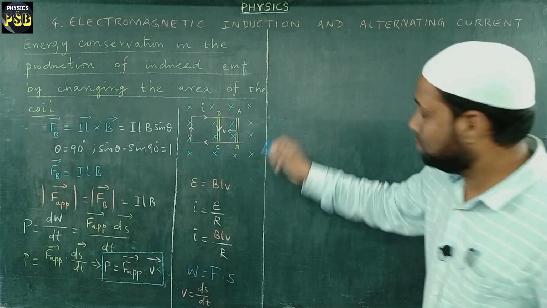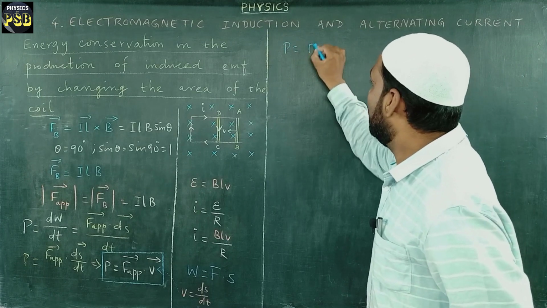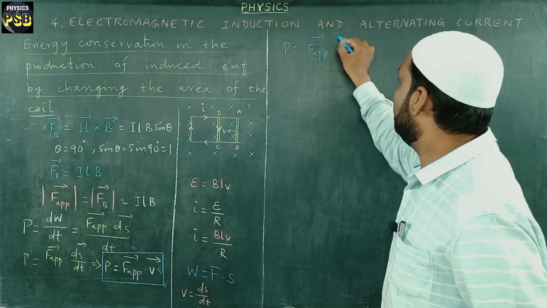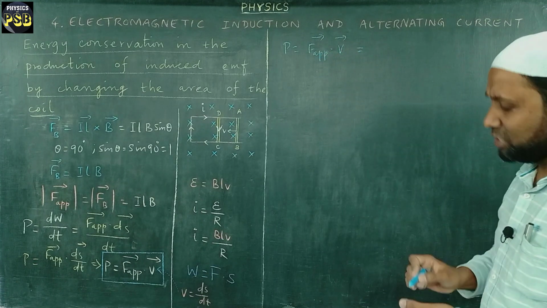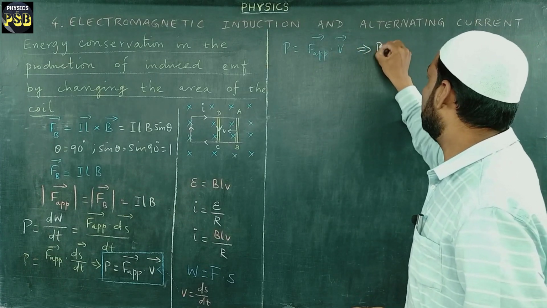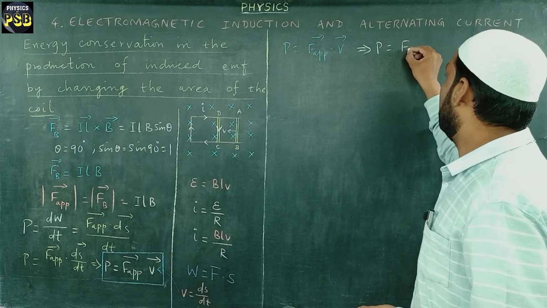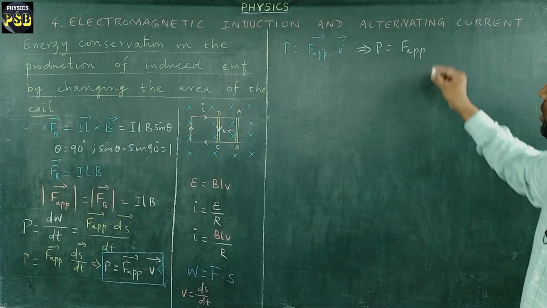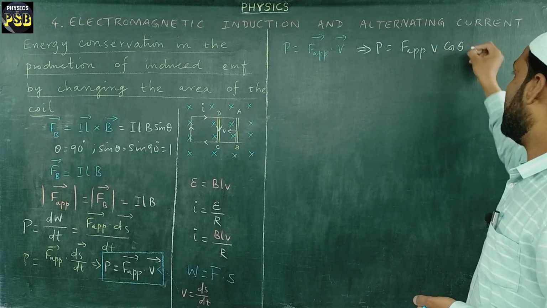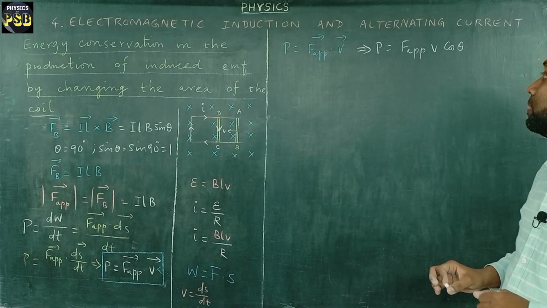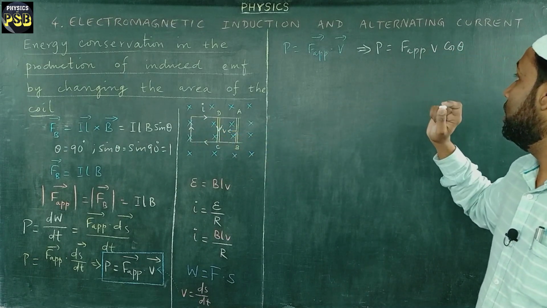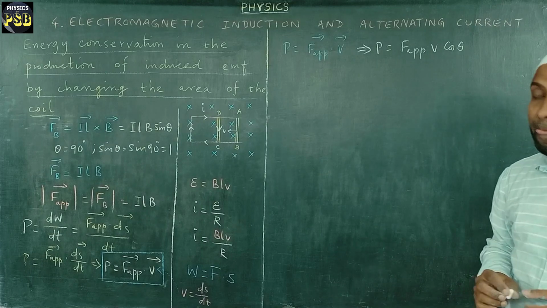Now before doing so, write P is equal to applied force F vector dot V vector. Now when I expand this, what I'll get is P equal to applied force multiplied with V, then cos of the angle between these two, this is theta. Here the angle between the applied force and velocity is found to be 0 degrees.